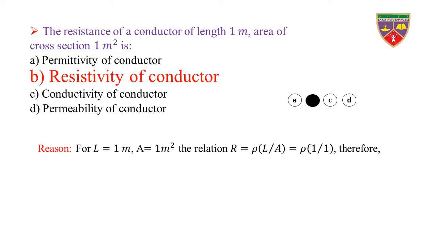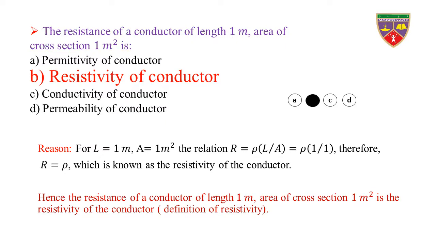Reason. For L is equal to 1 meter, A is equal to 1 square meter, the relation R is equal to rho into L divided by A is equal to rho into 1 divided by 1. Therefore, R is equal to rho, which is known as the resistivity of the conductor. Hence, the resistance of a conductor of length 1 meter, area of cross section 1 square meter is the resistivity of the conductor. It is the definition of resistivity.